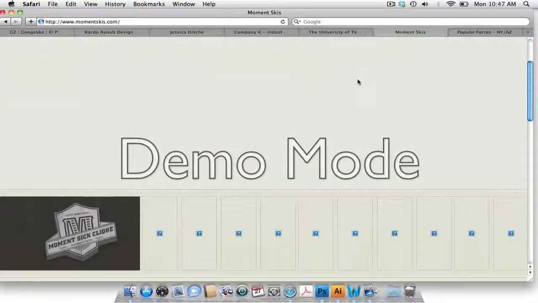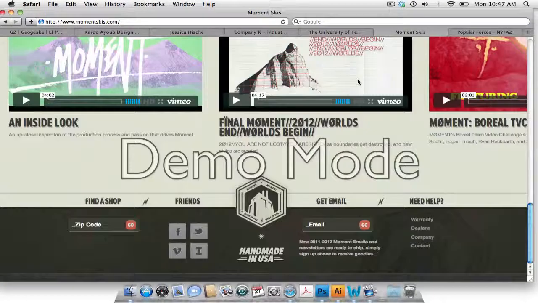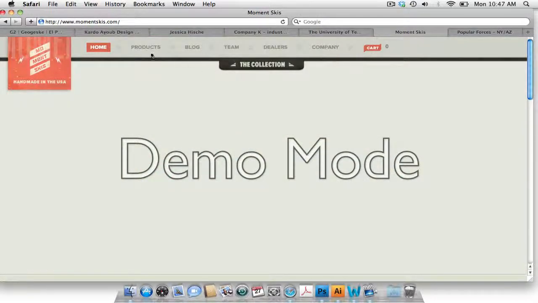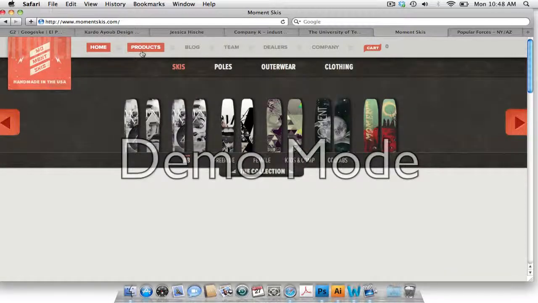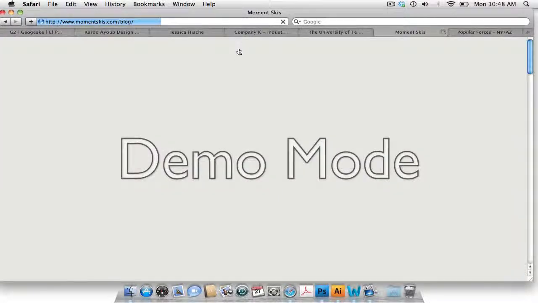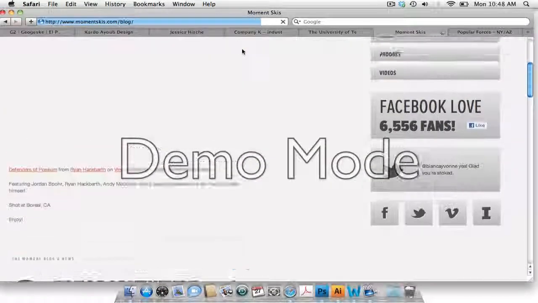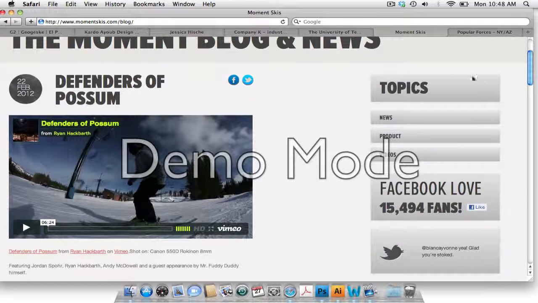For this website, I chose just a generic website with a generic navigation, and it does have structured choices, links that lead you to where you want to go. Everything's pretty straightforward for this website. Sub navigation.